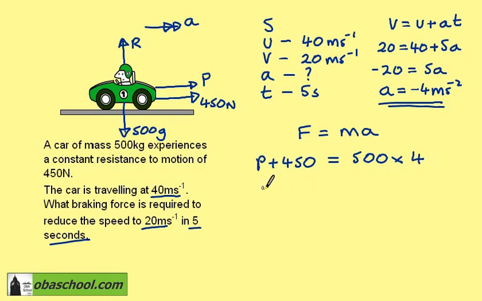Continuing with our calculation then, P plus 450 must be equal to 2000, and therefore P will be equal to 1550 newtons.